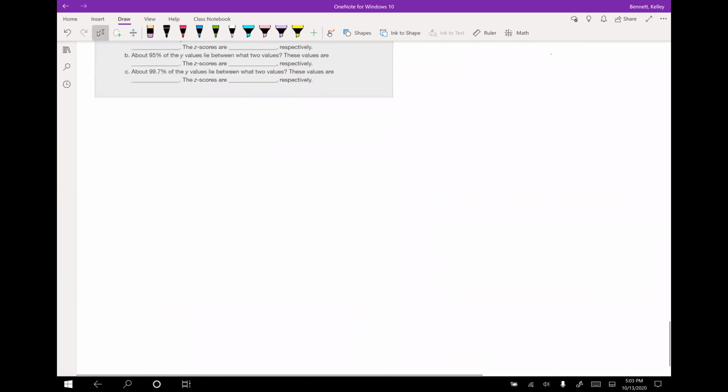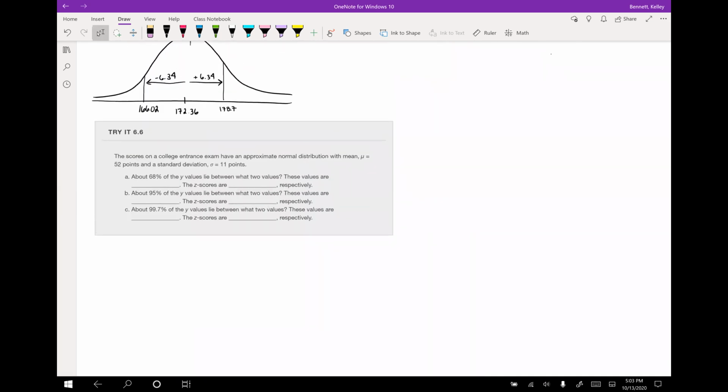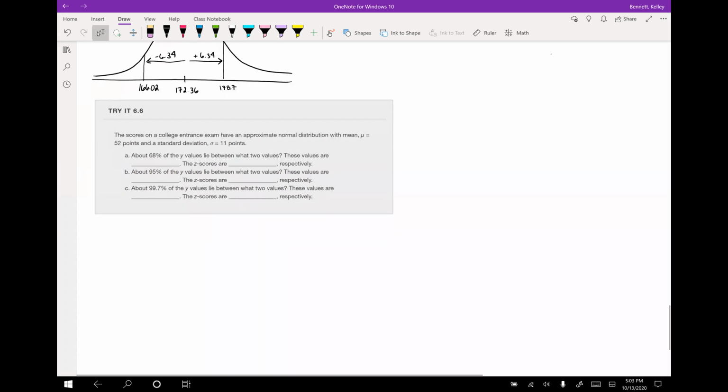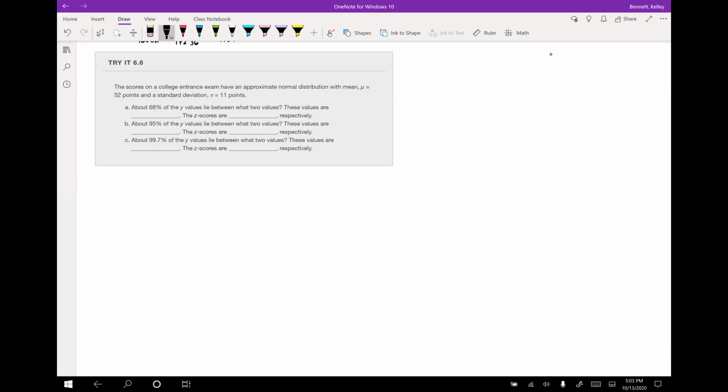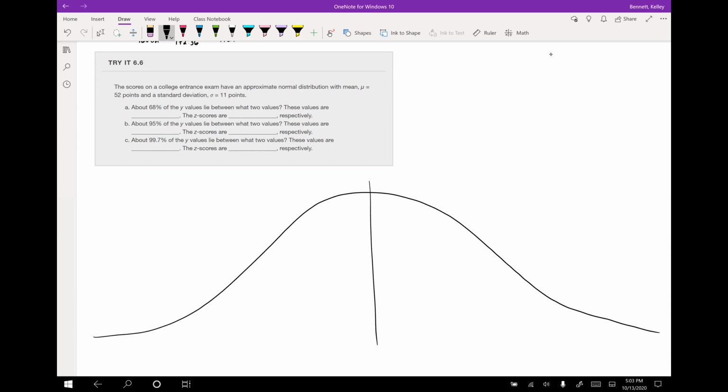So the last example, the scores on a college entrance exam have an approximate normal distribution with mean 52 and standard deviation 11. So this is very much the same thing. So I'm going to show you maybe a little bit different way to solve it. We did it with the z-score formula, but let's just look at it kind of graphically. So when you can do things like this without having to memorize formulas, you're in much better shape, I think.